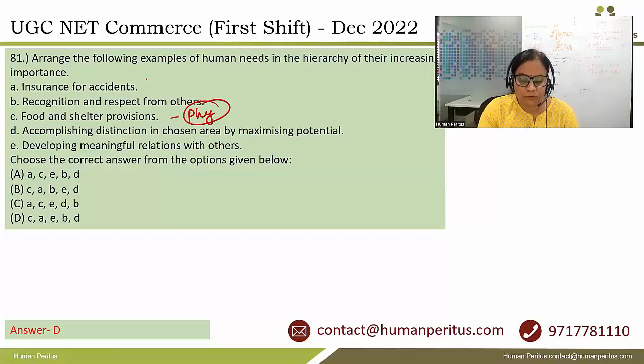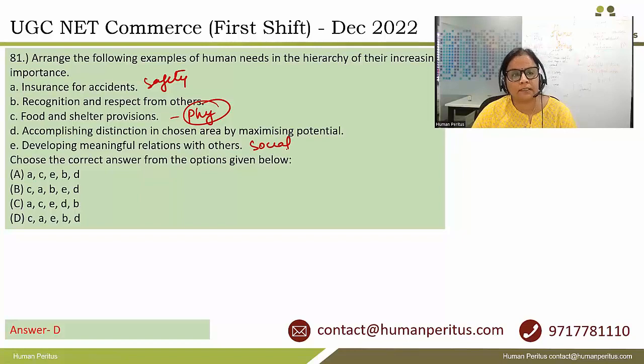And then insurance for accidents. This is my safety need, that comes second in the hierarchy. And then developing meaningful relationships with others, that is my social needs. So this is the third in the hierarchy. And recognition and respect from others falls into my esteem needs.